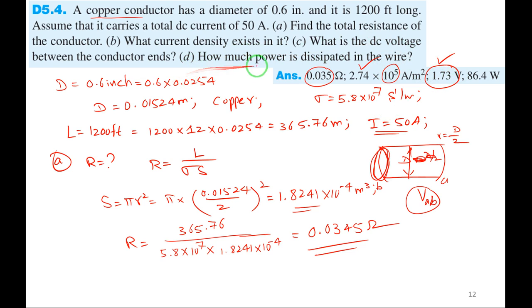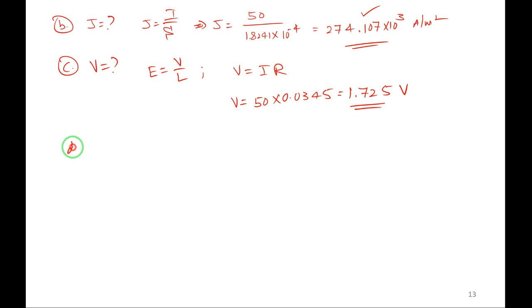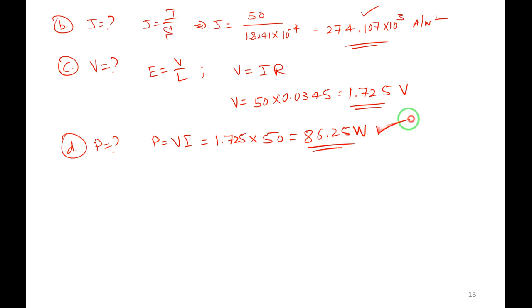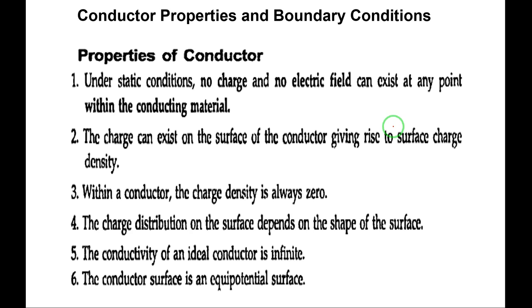Then part D, how much power is dissipated in the wire? Power dissipated. So there are several formulas. V into I. We know V, we know I. So V is how much? 1.725 into I is 50 amps, right? So just 1.725 into 50. So I am getting it as 86.25 watts. 86.25. So 86.4 they want, right?